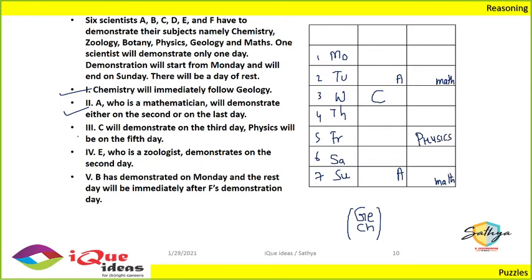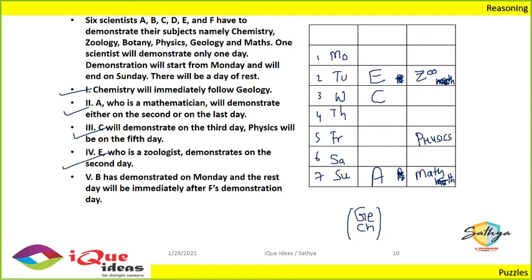Now, E, who is a zoologist, demonstrates on the second day. Okay, now this is confirmed that E, who is a zoologist, is delivering on the second day, which means A cannot be here. So A becomes pakka on Sunday, right? A becomes pakka on Sunday with mathematics.